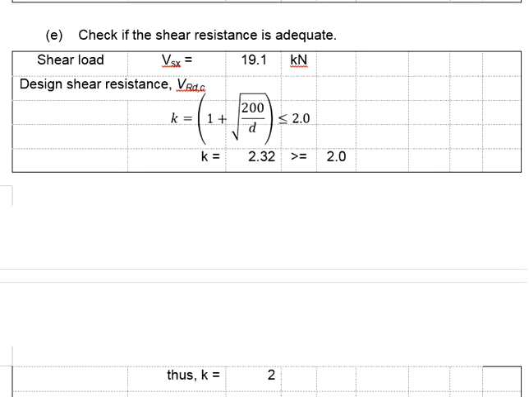After we have done designing the reinforcement bar for the slab, undertaking bending moment, our next step will be checking the shear resistance of the slab.